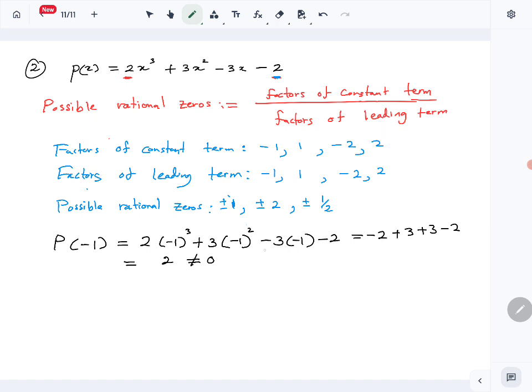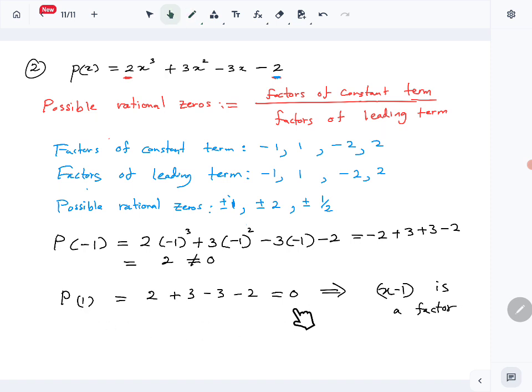So this won't work. So then try the next value, 1. What happens? 2 plus 3 minus 3 minus 2, right? That is 0. So then we know 1 is a zero of the polynomial. Then from the factor theorem, what do we know? x minus 1 is a factor. This is from the factor theorem.